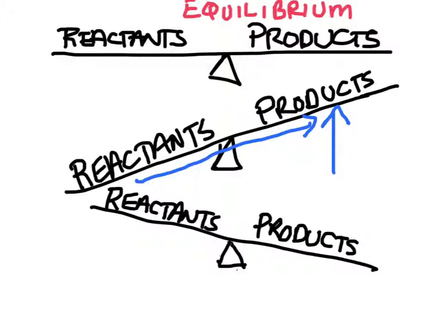We could do the same thing over here. On this side, if we take reactants away, for whatever reason, the shift is going to be towards the reactant side. Opposite of the other one, right? When we take away, the reaction is going to shift to the side we're taking it away from.